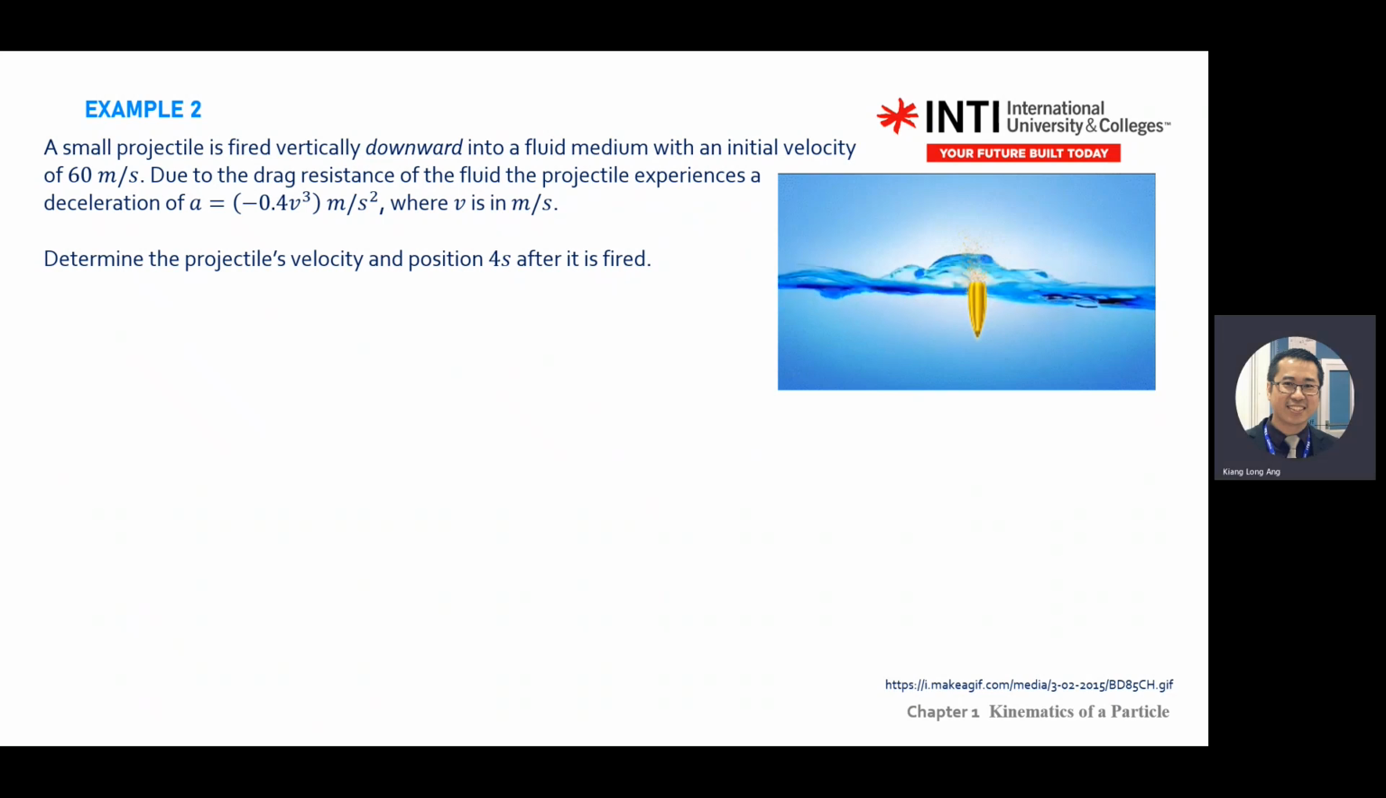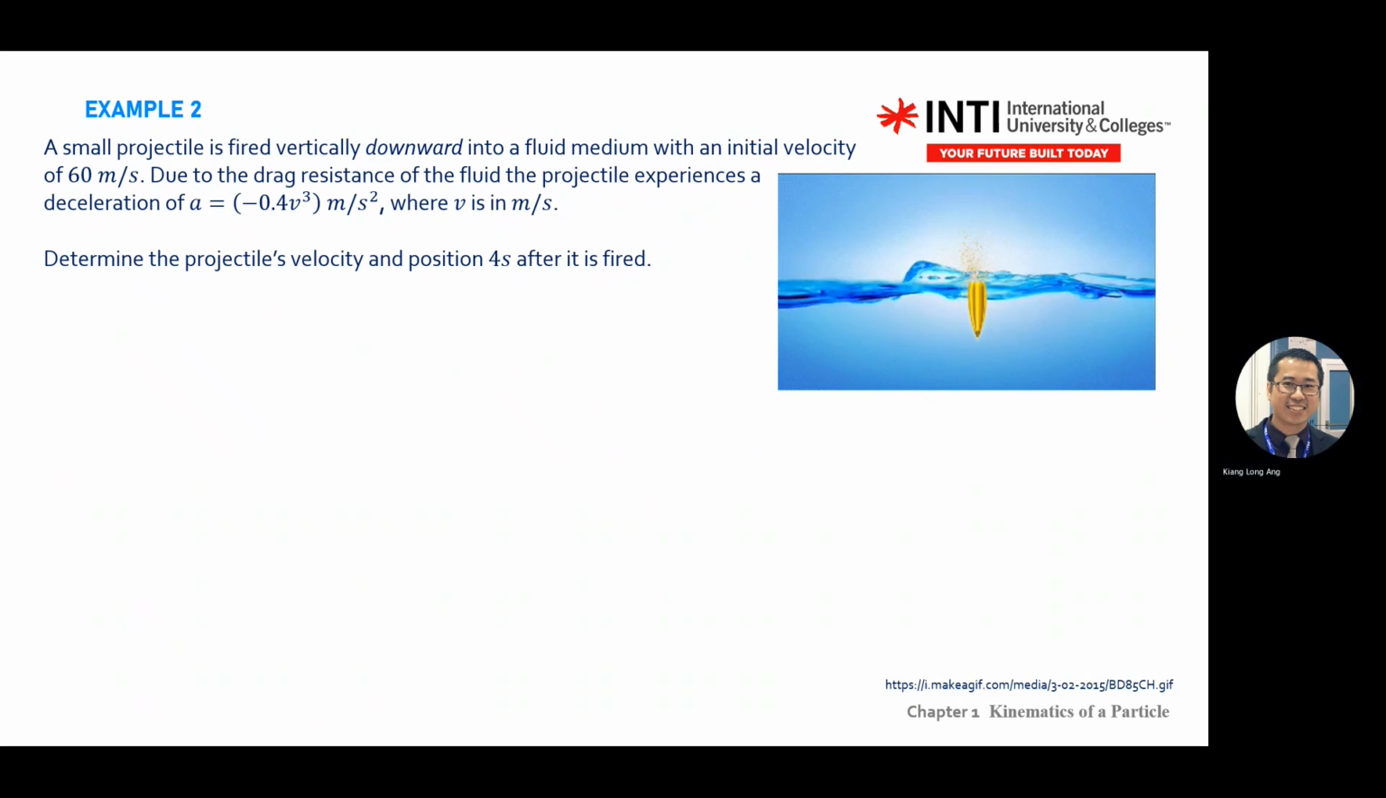Due to drag resistance, the projectile experiences a deceleration. Last lecture, we already told you what I mean by positive A and negative A, when your acceleration is positive and when it is negative. So you have a deceleration A equal to negative 0.4 V cubed meter per second squared, where V is in meter per second. You need to determine the velocity and position after it is fired.